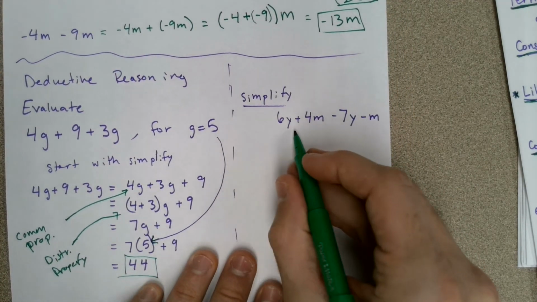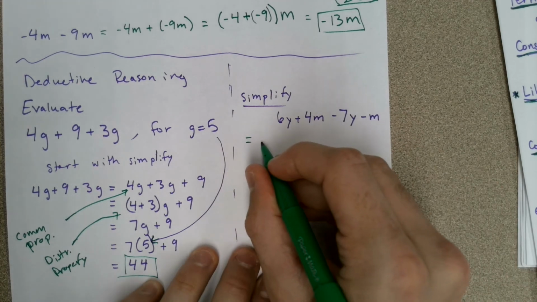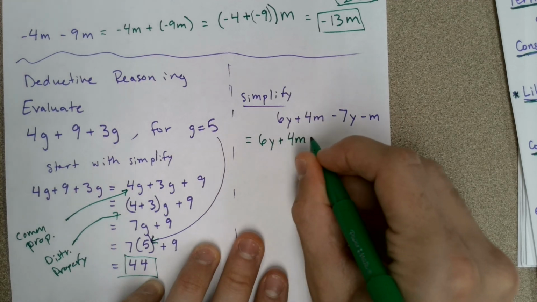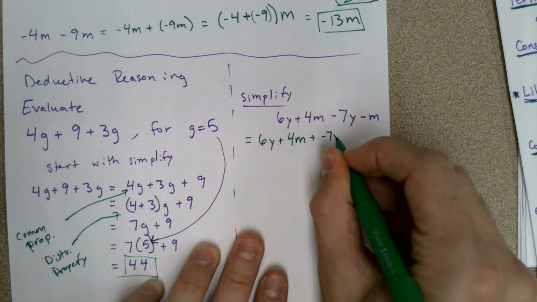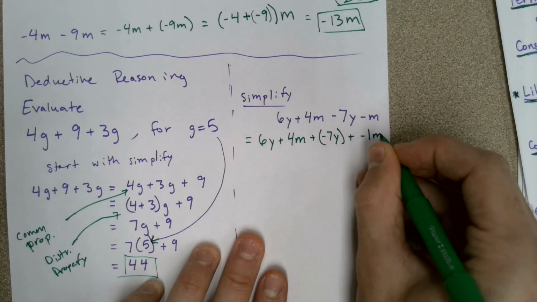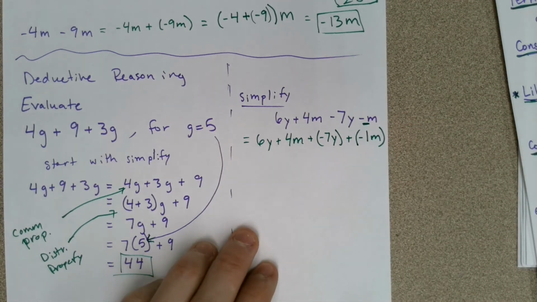We got 6y plus 4m minus 7y minus m. I'm going to start by rewriting, adding the opposite to make it 6y plus 4m plus negative 7y plus negative 1m. Remember, I put that negative 1 there because there's an imaginary 1 sitting right in front of that.